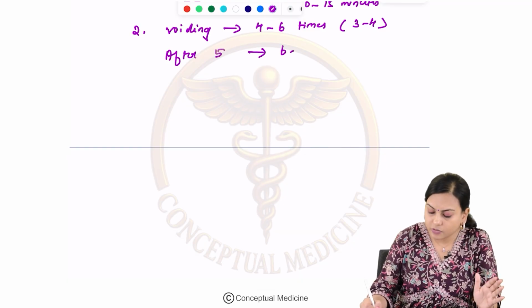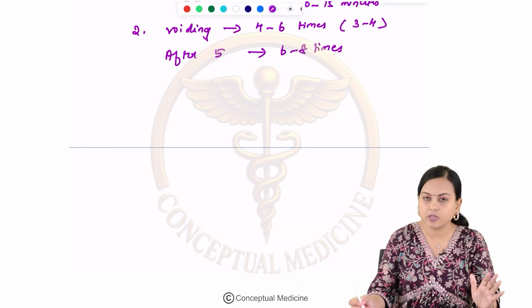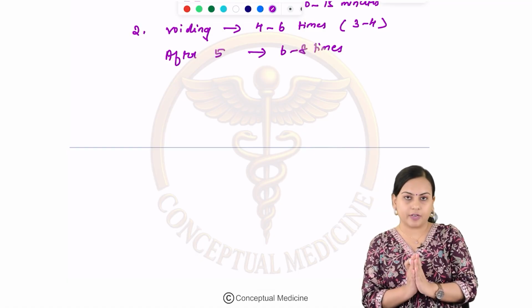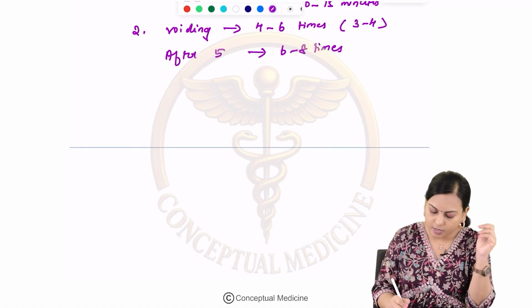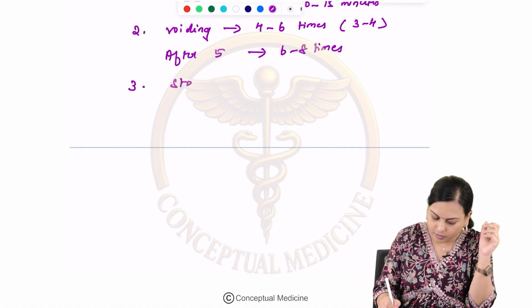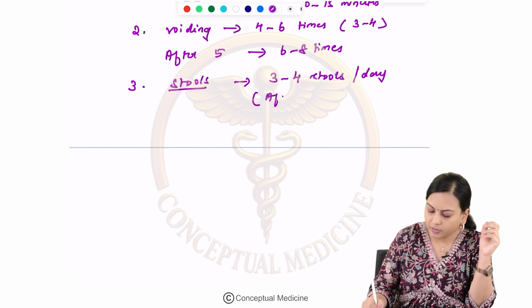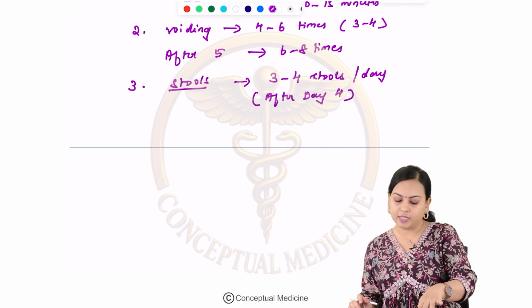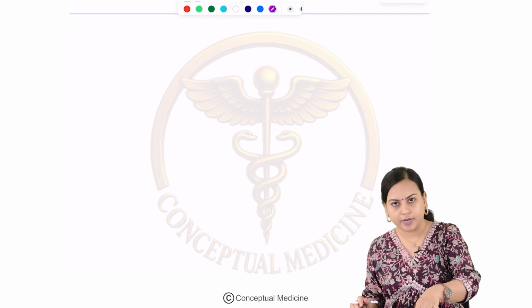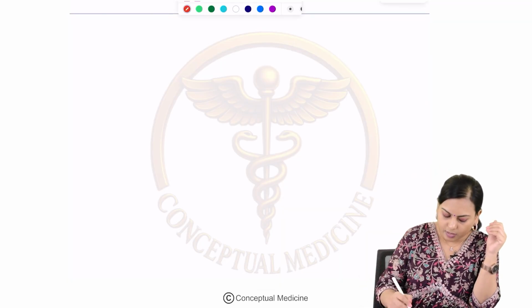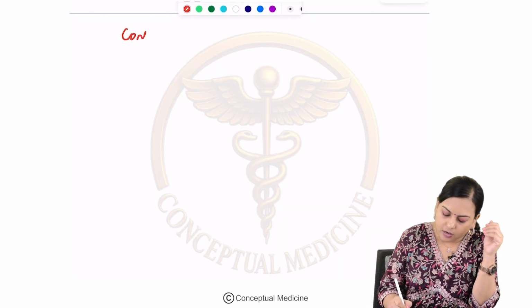it should increase to 6 to 8 times, because the first 2 days the baby will be feeding on the colostrum. Okay, and then stools should be around 3 to 4 stools per day after day 4. Clear? So if this is happening, then we can say yes, the baby is adequately breastfed. Now we'll have some contraindications of breastfeeding also.